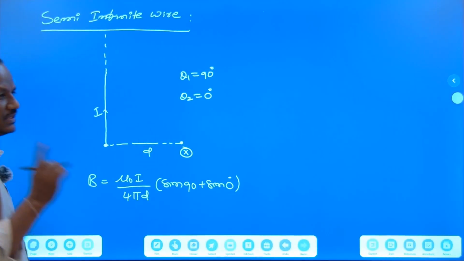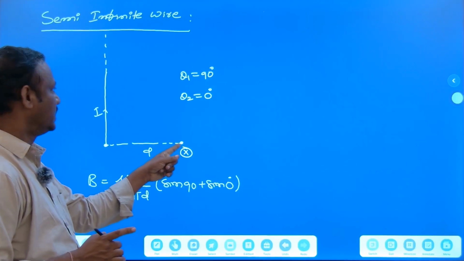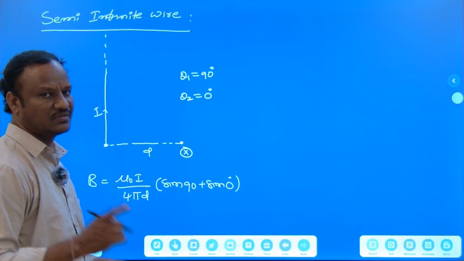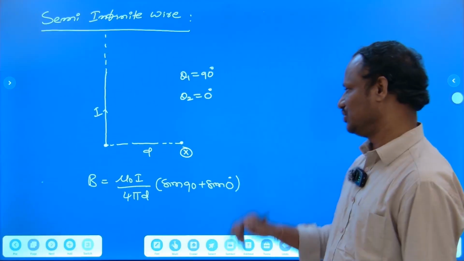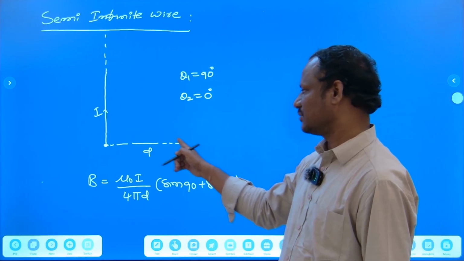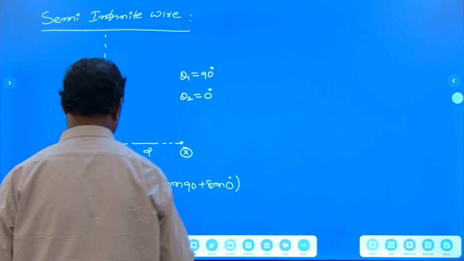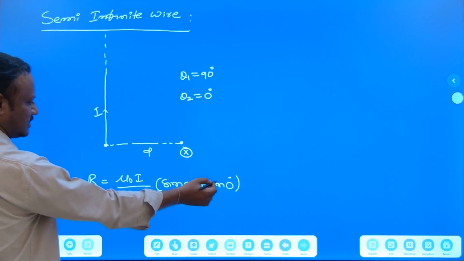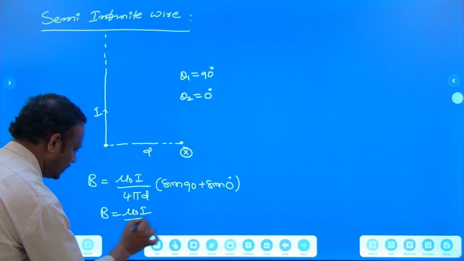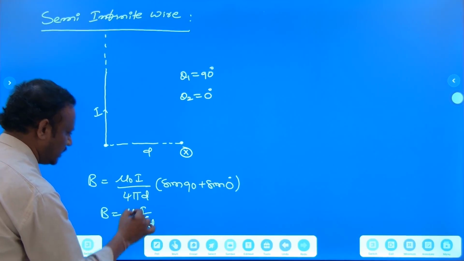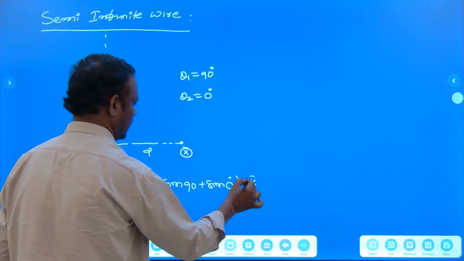And again I am saying that the angles should be taken at this point. If the angles are taken at the edges, then in that proof we use the cos function, but I am suggesting you go through this: angles are measured with respect to the point. So B is equal to, sin 90 is 1, sin 0 is 0, B is equal to mu naught I by 4 pi d or 4 pi r, anyone. It's a cross, into the plane.